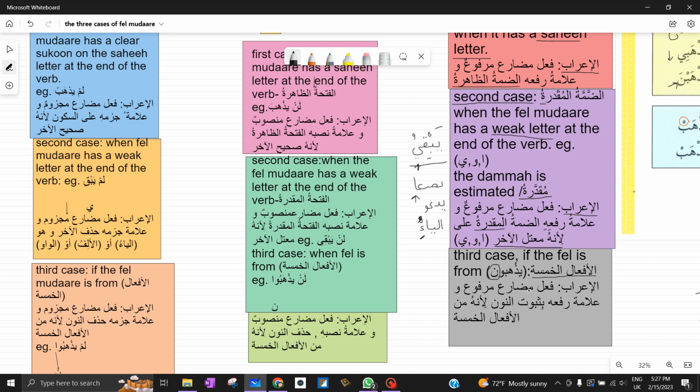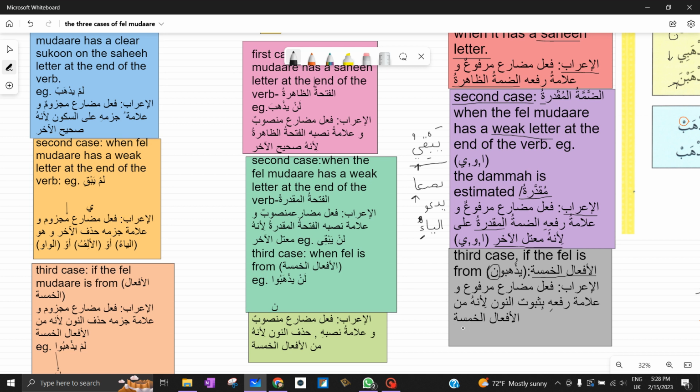I'rab, what will you do the i'rab? Fail mudare marfu'un, wa alamatu raf'ihi bithubuti an-noon. Presence of noon. When presence of noon is there, that means it is in marfu case.